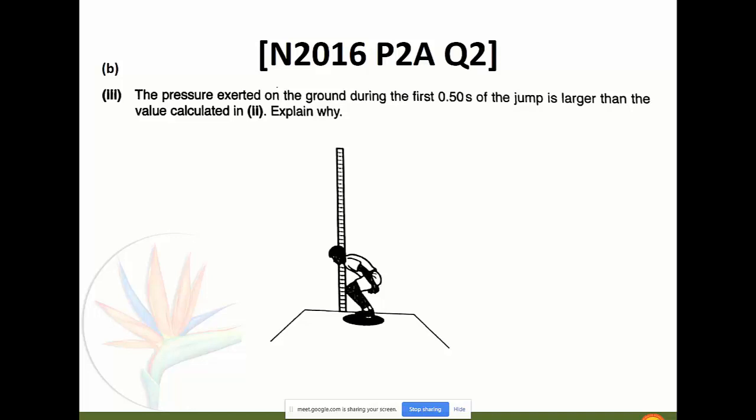Before during the jump, the lifting up, right? That's before even the leg leaves the ground, right? That's the 0.50 seconds we're talking about. The question only tells you that it's larger. They tell you larger already so that you just focus your mind on explaining rather than thinking whether it's larger or smaller. Why larger?